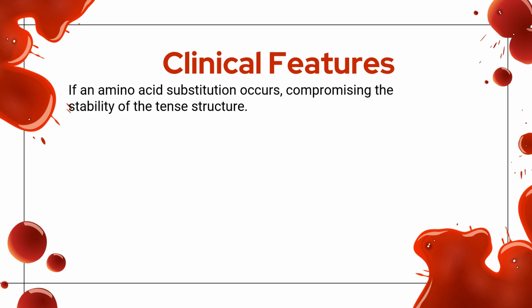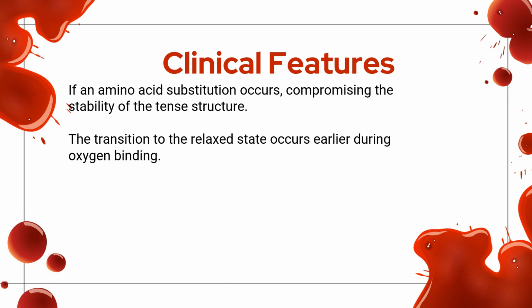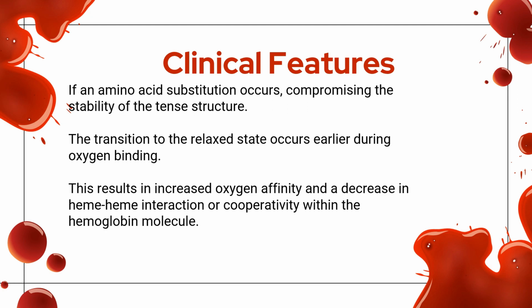Now, imagine if an amino acid substitution occurs, compromising the stability of the T structure. In such cases, the transition to the relaxed state occurs earlier during oxygen binding. This results in increased oxygen affinity and a decrease in heme-heme interaction or cooperativity within the hemoglobin molecule.